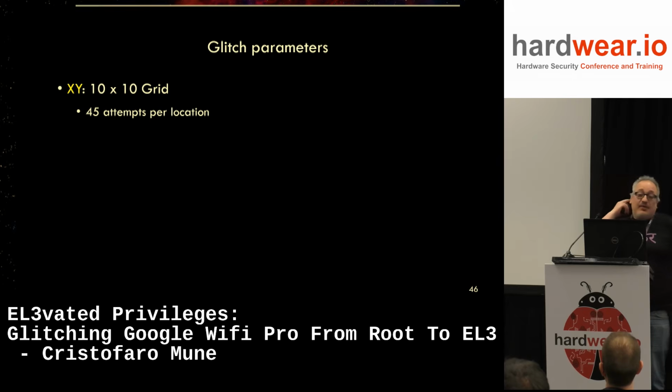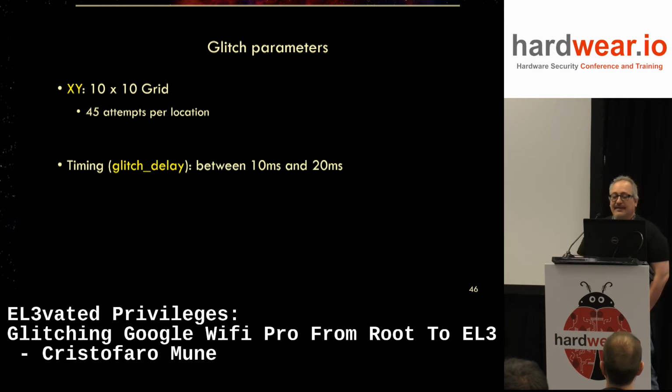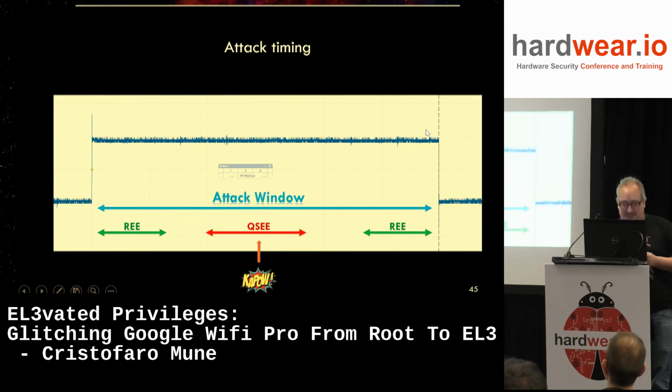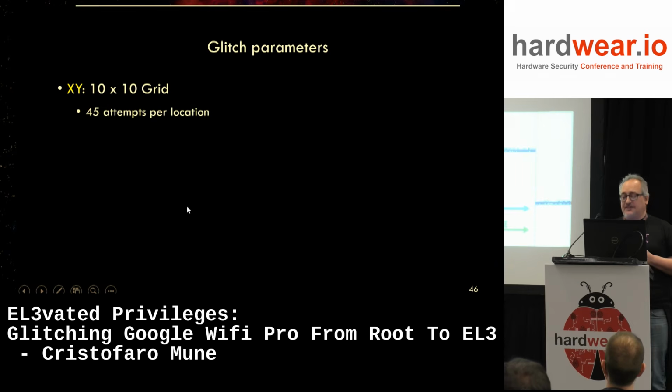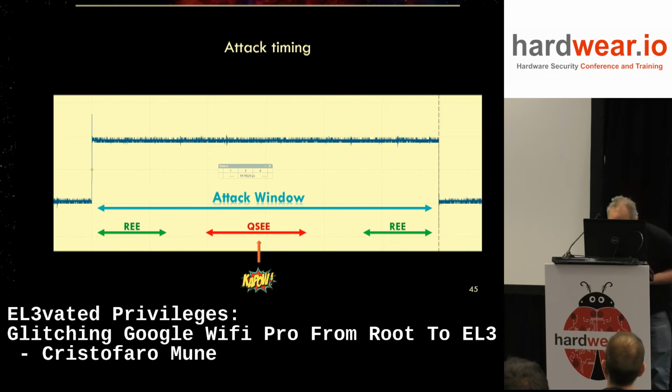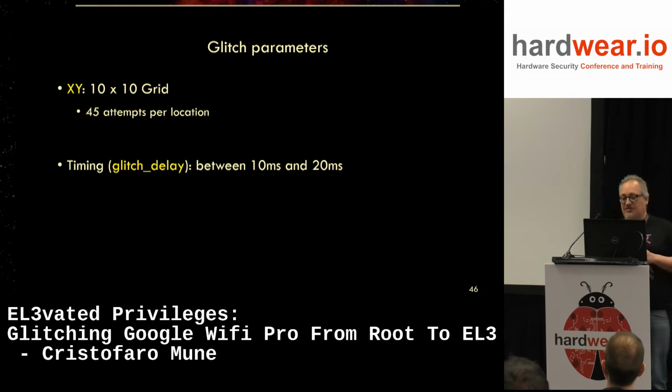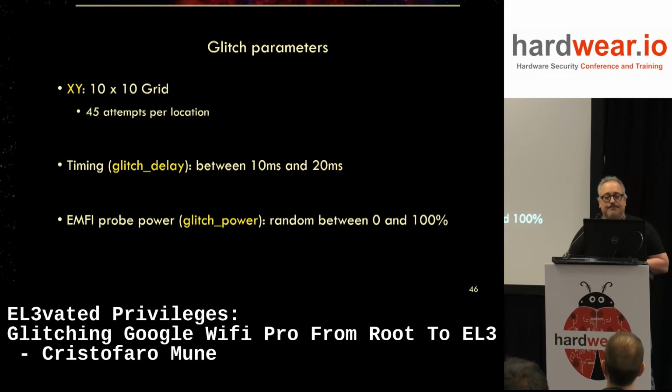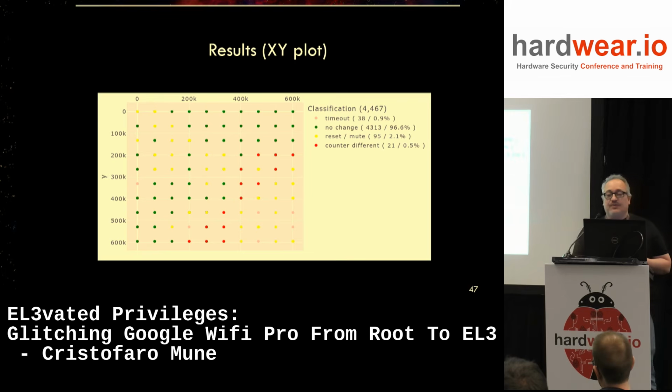The parameters we are using, we are scanning this with a 10 by 10 grid. Well, I mean, we can debate how fine that is, but our result says that we are good. We do just 45 attempts per location, and we just go around a few times. The time window here of the attack is in the order of 60 microseconds, okay? So we decide to be on the safe side to glitch between 10 and 20 microseconds. No, this is wrong. I need to fix it. And we just use between 0 and 100% of our probe power and see basically what happens.